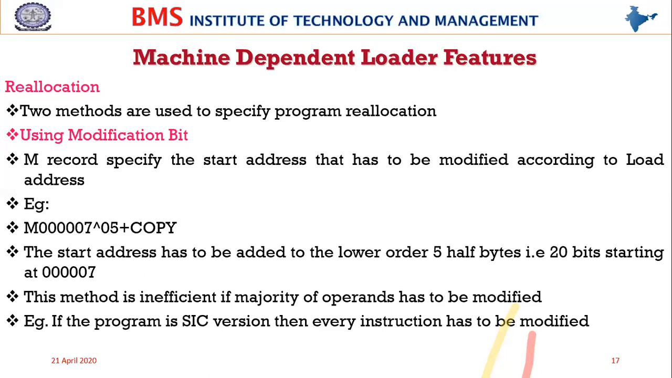If the SIC program is assembled relatively, that means it is assembled starting from the address 0000, then all the instructions, apart from the assembler directives and the declarative statements, need to be modified, because the operands of the SIC program will have either a direct addressing or an indexed addressing. So every operand that appears beside the mnemonic in the program needs to be modified.